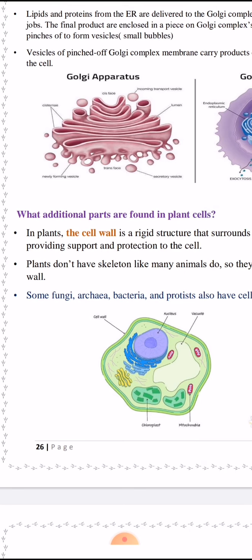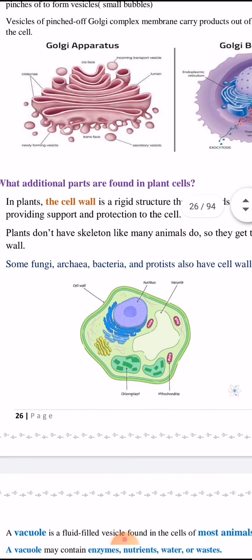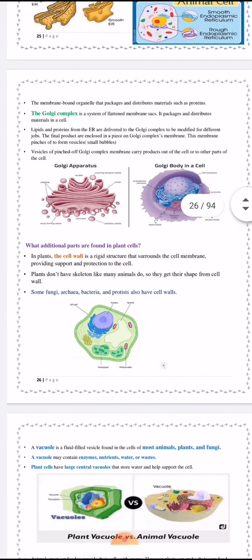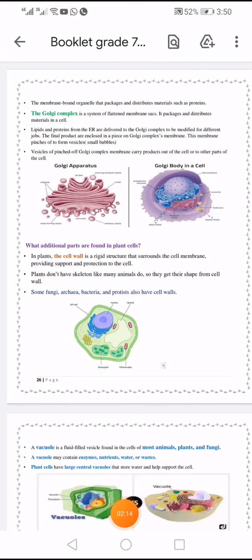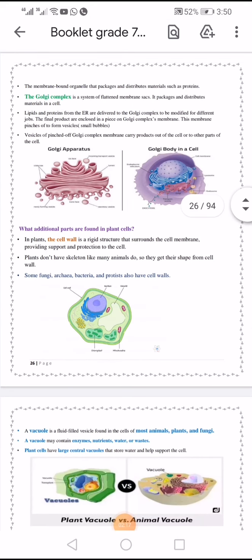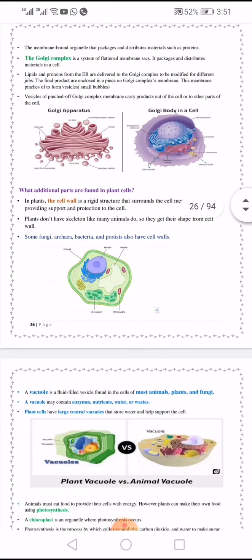Plants do not have a skeleton like many animals do, so they get their shape from the cell wall. So another function of cell wall is that it gives the shape for plant cell. So cell wall protects the cell and gives the shape for the plant cell. Some fungi, archaea, bacteria, and protists also have cell wall.